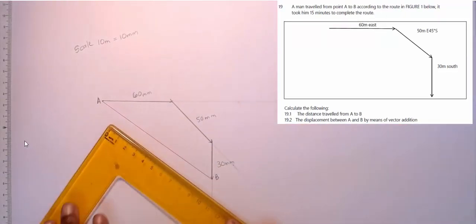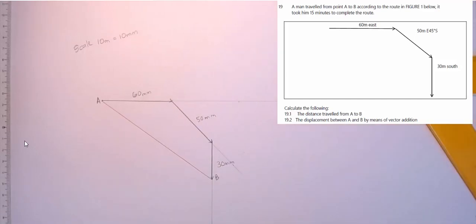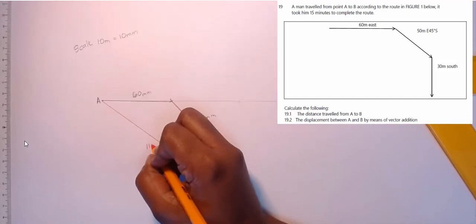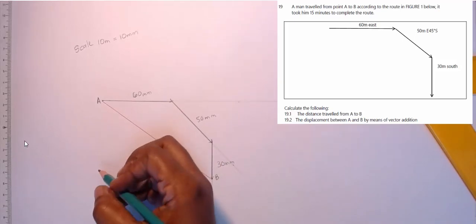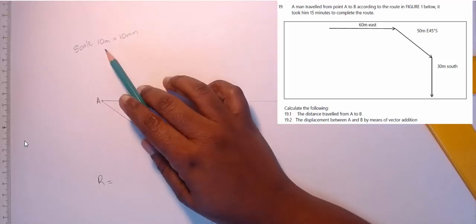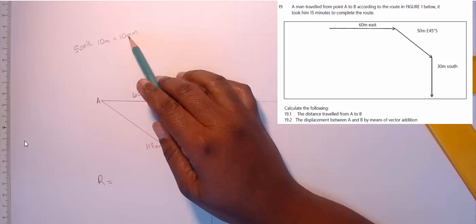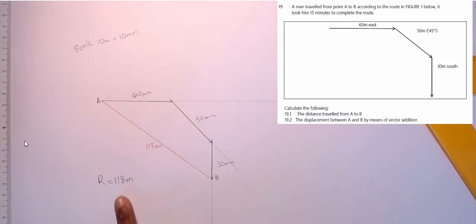Then with a ruler, we're going to measure it. On the starting point, I get 118. So that is 118 millimeters. Right. So then what do I write? I'm looking for my displacement, which I would call the resultant. I will have it as R equals 118 millimeters. Since 10 millimeters is the same as 10 meters, I can just have it as 118 meters. So this is the magnitude.